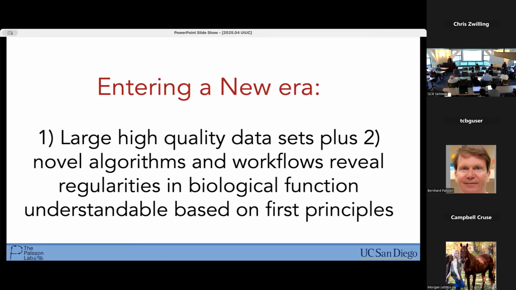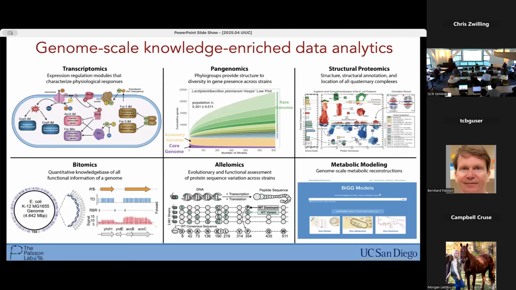So to finish this segment of the talk, as I said in the beginning, we're in a new era where we can generate in mass high-quality omics profiles that are reproducible, with protocols transferable from one lab to the next. Then we can develop novel algorithms and workflows to extract biological information out of the data, and that becomes understandable in terms of first principles. This here is a series of different analytics we are developing. I showed you this one.